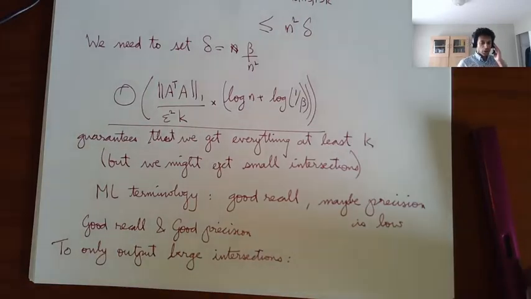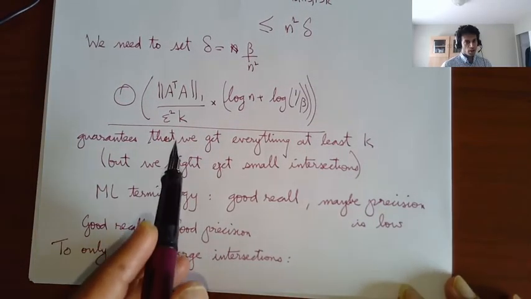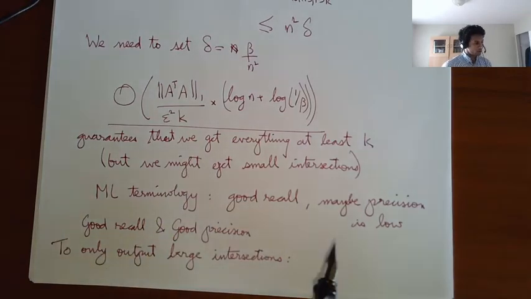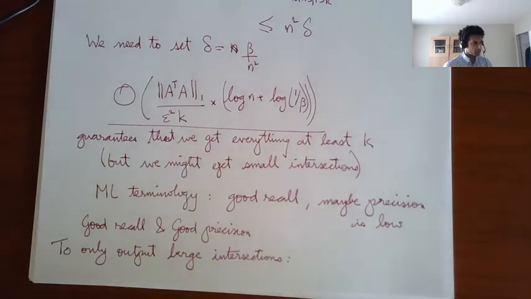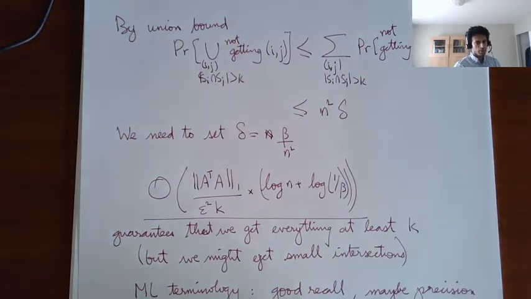Okay, so to only output the large intersections, you have to modify the algorithm somewhat. So you're going to generate a bunch of samples and only take things that have appeared often enough. I will leave that as an exercise that I will not talk about for now. We can discuss this maybe in a later lecture. But is this argument and is the algorithm clear? Any questions about this?